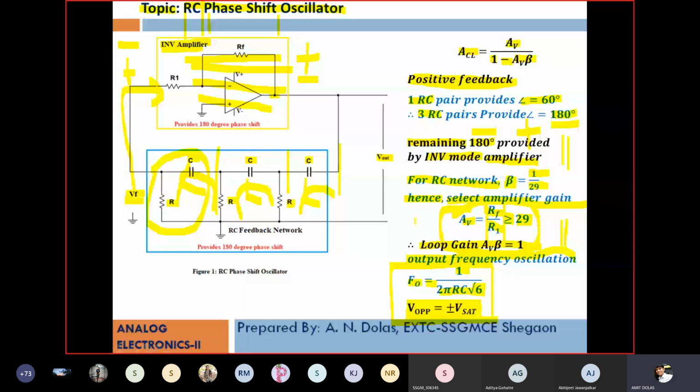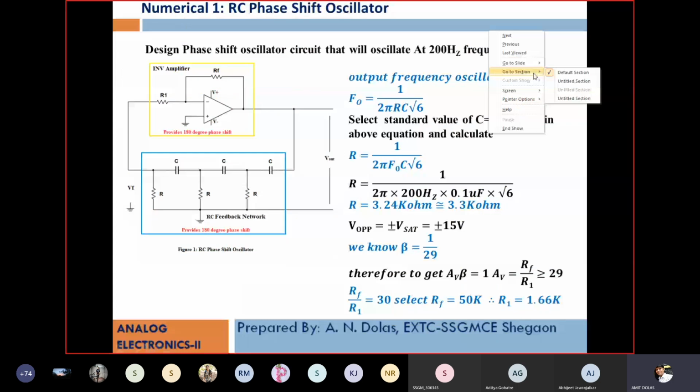Numerical based on RC phase shift oscillator. So here, numerical 1 based on RC phase shift oscillator. The numerical is: design a phase shift oscillator circuit that will oscillate at 200 Hertz frequency. Very simple statement is there.